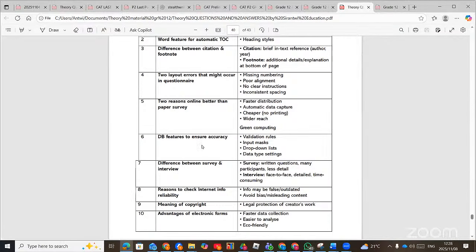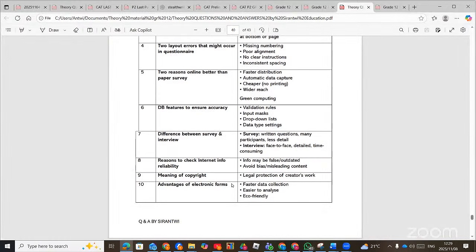Why database is, or what database feature to ensure accuracy. That's the validation rule, input mask, drop down, and others. Differentiate between survey and interview. A survey is written questions, many participants, less detail. Interview is face-to-face, detailed and time consuming. So these are some of the parameters to differentiate between these two.